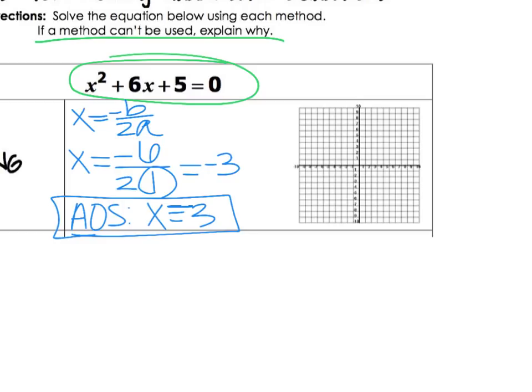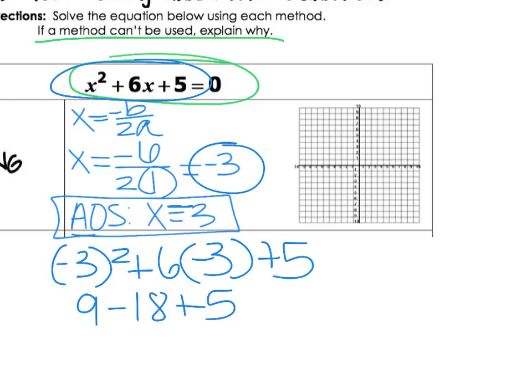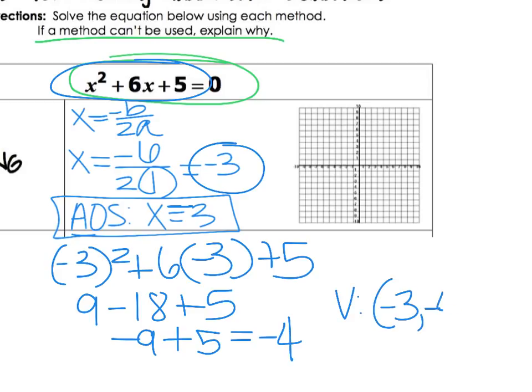Negative 3 is the x value, so we want to plug it back into our original function to find our y value. We would say negative 3 squared plus 6 times negative 3 plus 5: 9 minus 18 plus 5, negative 9 plus 5 gives us negative 4. So our vertex is negative 3, negative 4. Now we've got our vertex and our axis of symmetry.